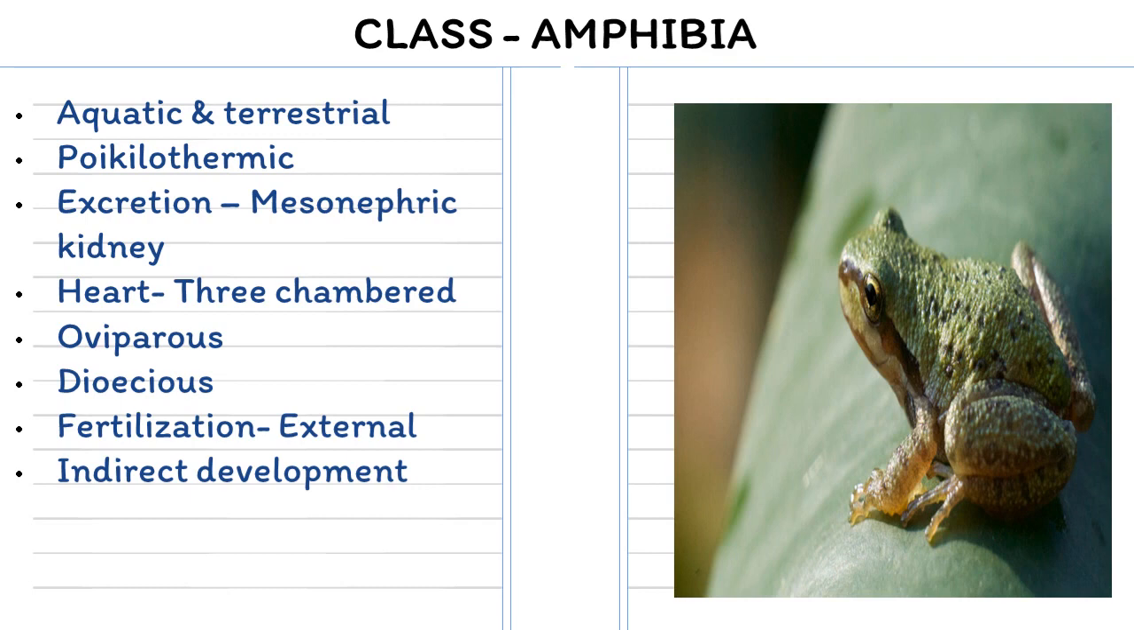And here they said indirect development. What do we mean by indirect development? That also we discussed in the previous classes. The growth is going on through a step-by-step process, which means the egg is converted into a larva and becomes an adult. Here in amphibians, we can say that it also passes through a larval stage, and the larva is known as the tadpole larva, right?